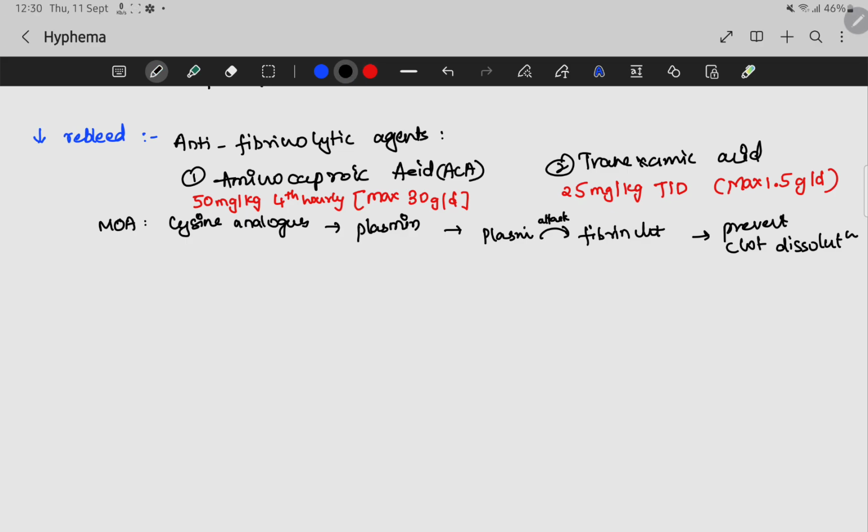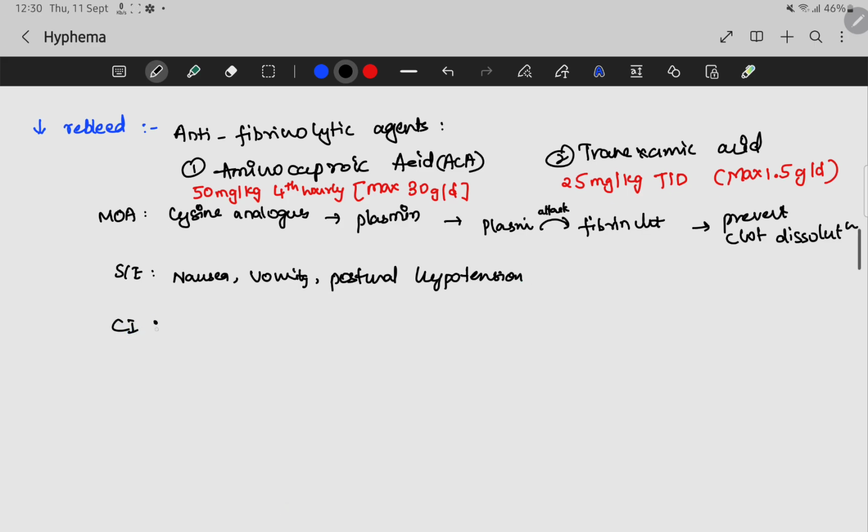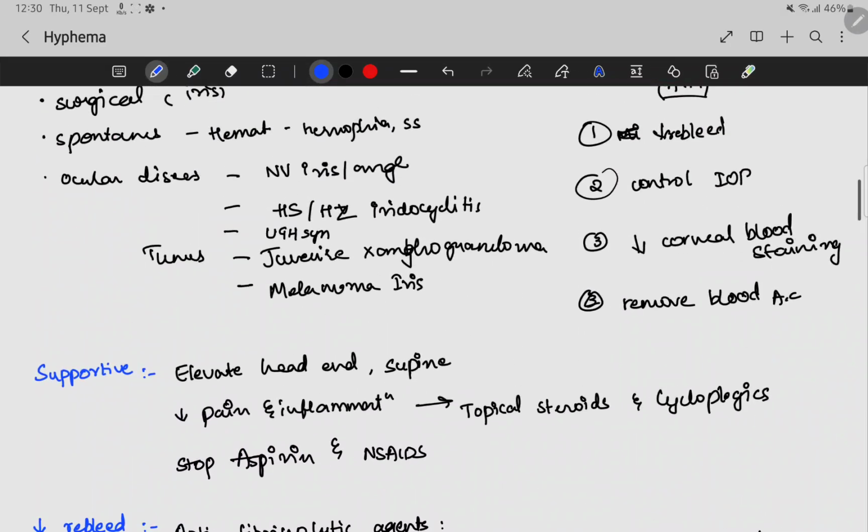So what are the side effects of these? They can be nausea, vomiting, postural hypotension, and these are contraindicated in cases of hemophilia and renal failure, right? So we are done with the one, reduced bleeding.